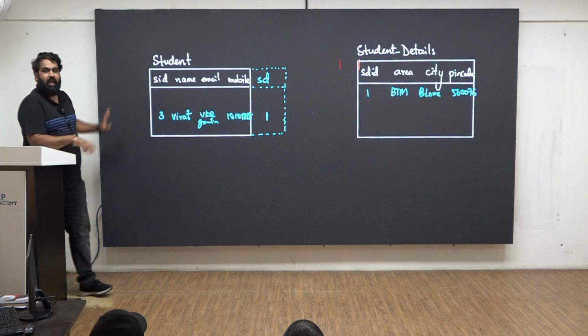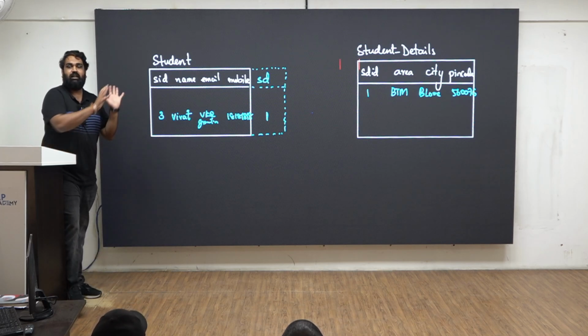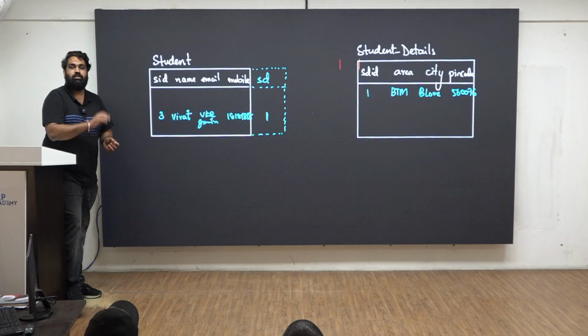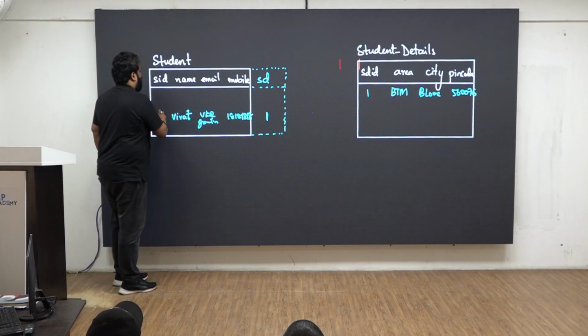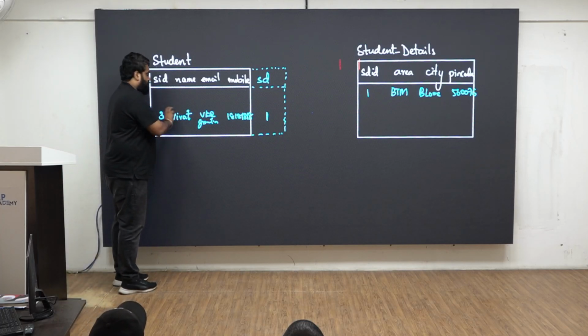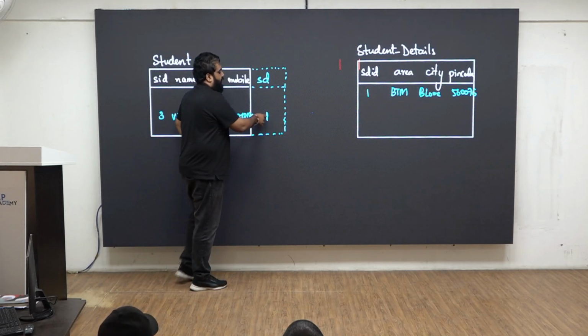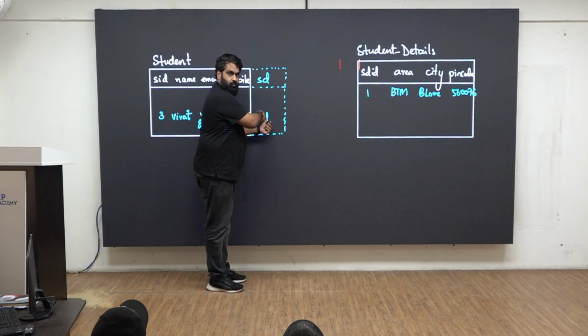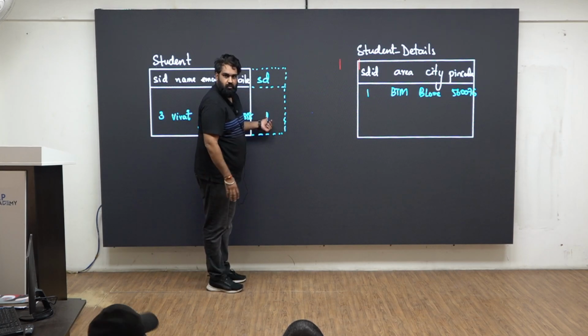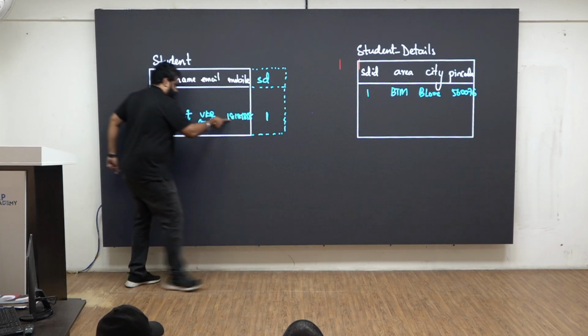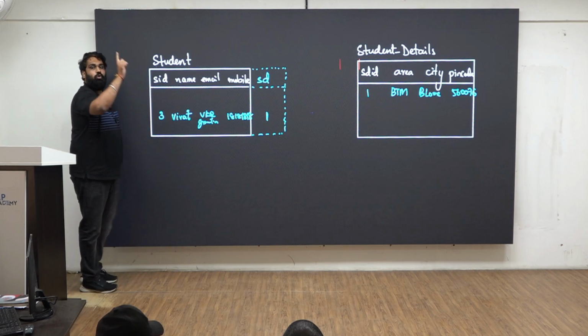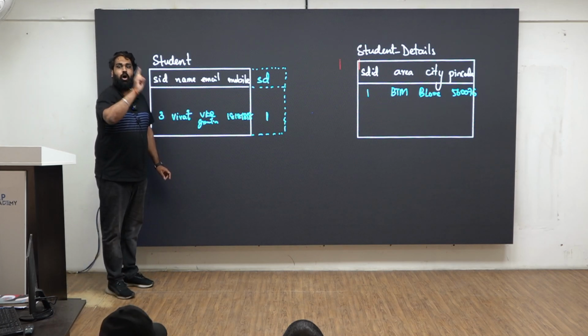So if you just have a look at it, there is a table in which I have one record. And what is happening to this one record? It is mapped to one more table. Will you agree with me? In the other table, is this record mapped to one row or many rows?